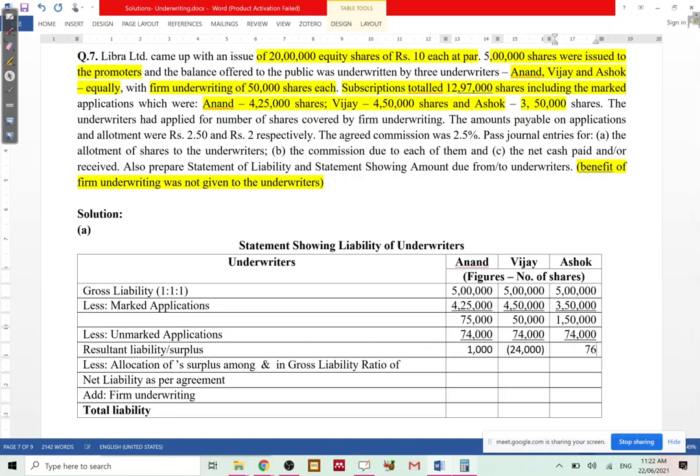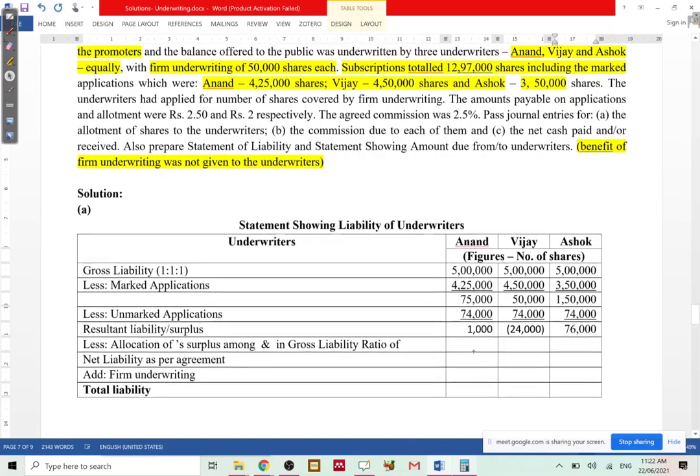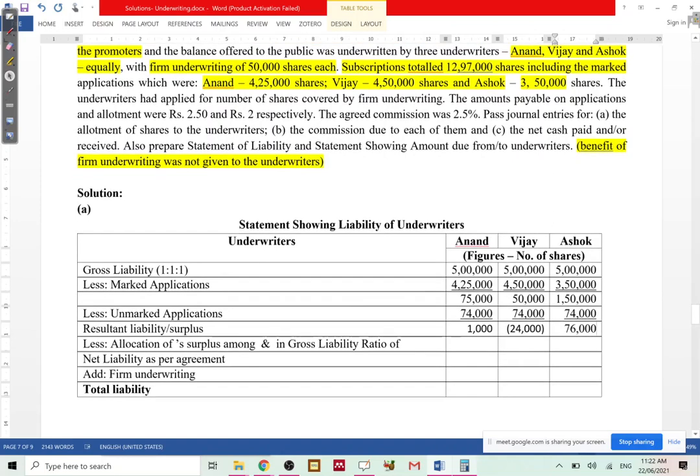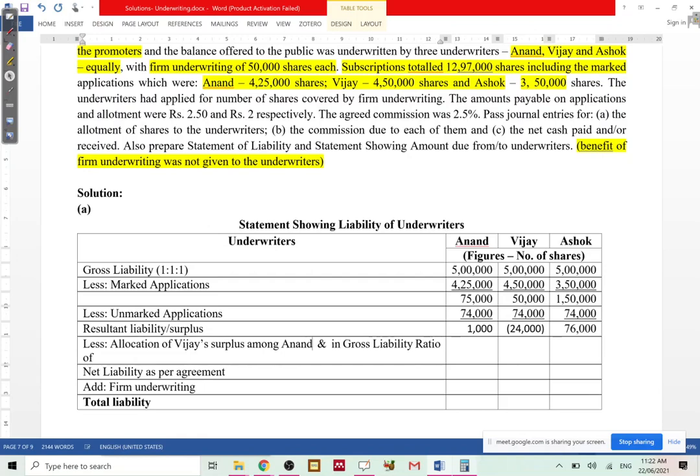And finally 76,000. Okay, so now who has a surplus? Vijay has a surplus, so we need to allocate it among the others. Allocation of Vijay's surplus among Anand and Ashok in gross liability ratio of, again, 1:1, right? Only 2 are remaining, so it is 1:1. Fine. So 24,000, give it to these people, give the other two.